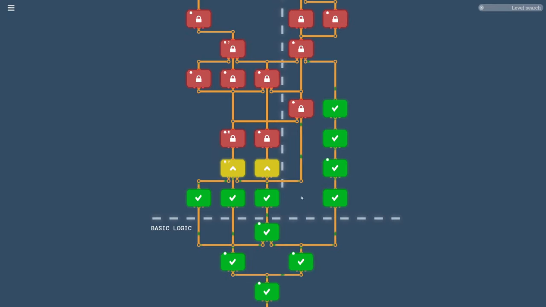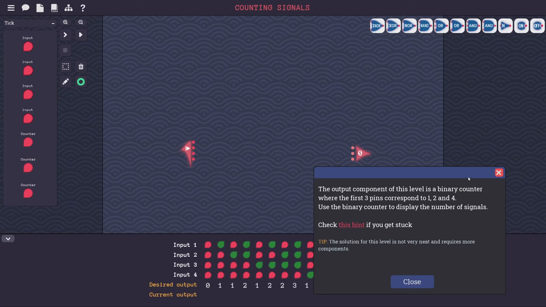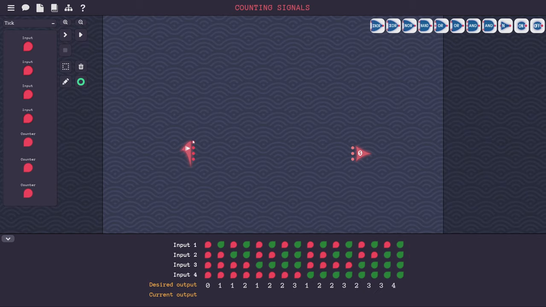All right, let's do just a couple more. Counting signals. The output component of this level is a binary counter where the first three pins correspond to 1, 2, and 4. Use the binary counter to display the number of signals. The solution for this level is not very neat and requires more components. Okay, so let's see exactly how this works.